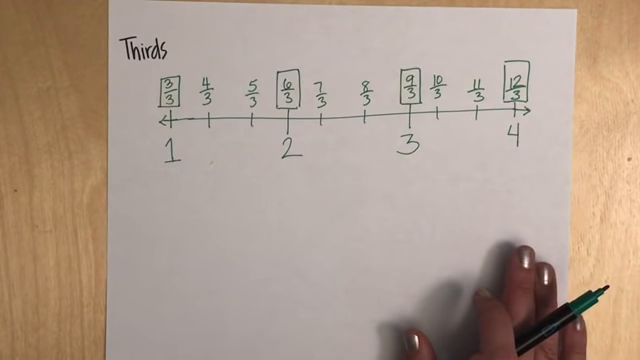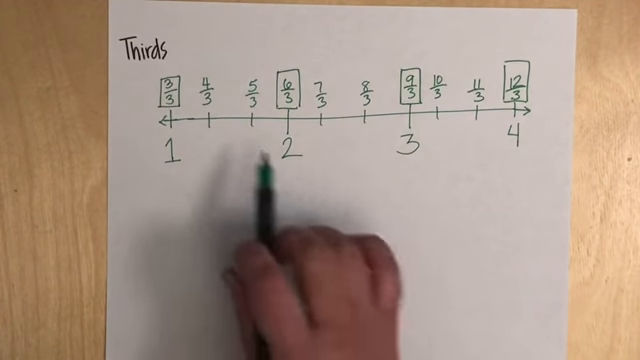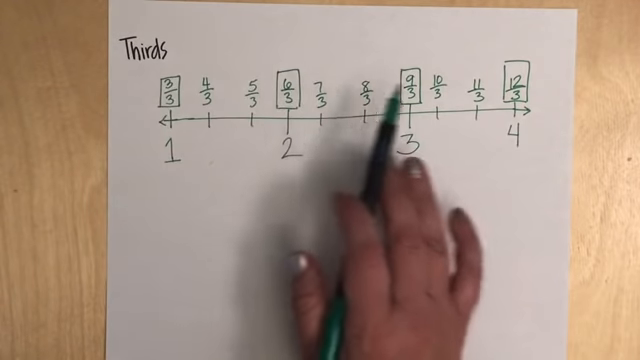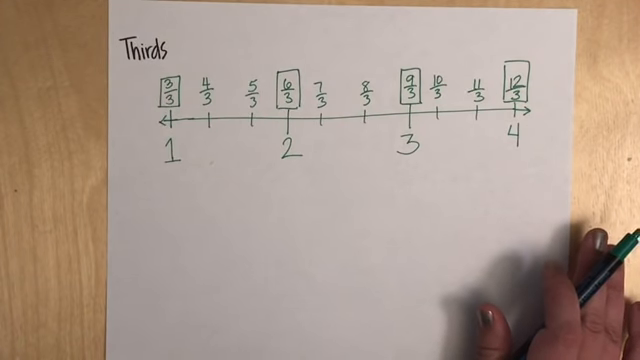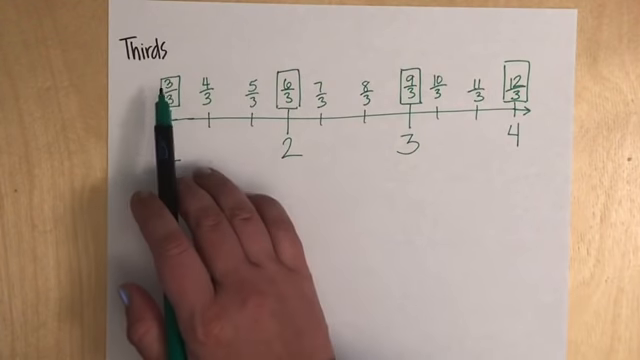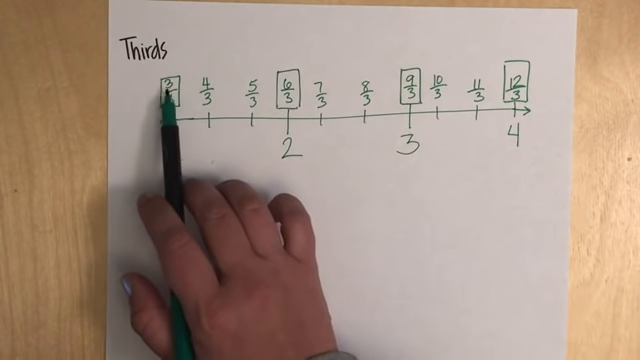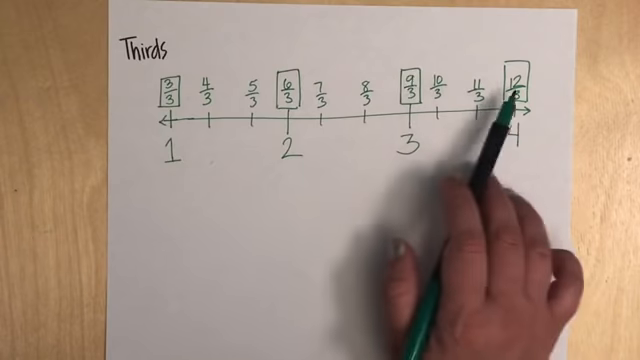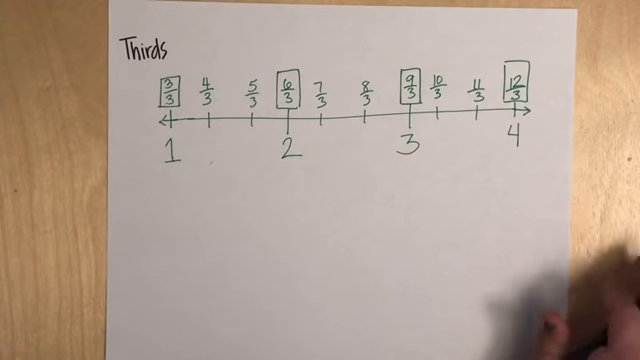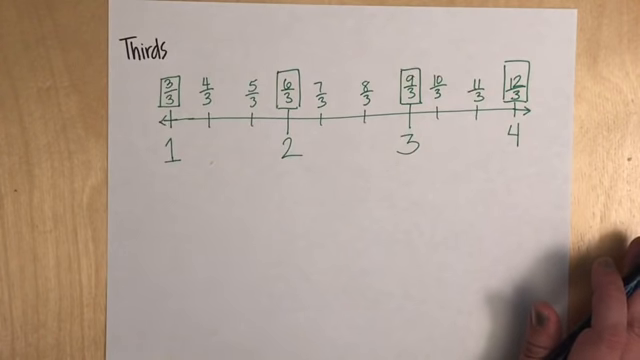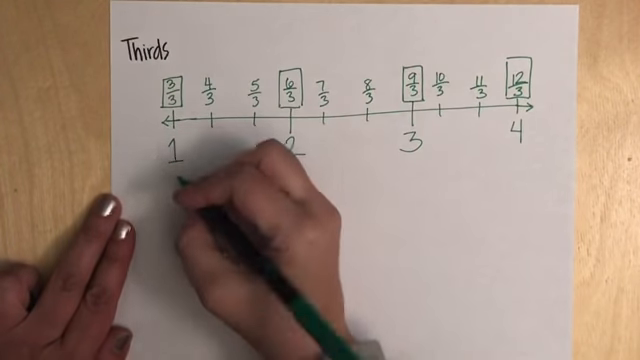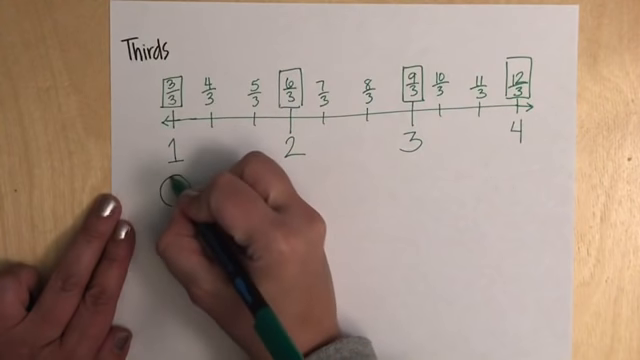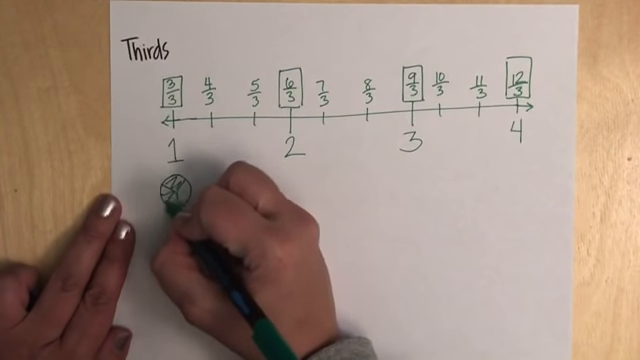What do you guys notice about the whole numbers when they're written as fractions? Do you guys notice that we're counting by 3s? So 3, 6, 9, 12. So it's just like what we talked about yesterday. When you have one whole, you have 3 equal pieces.